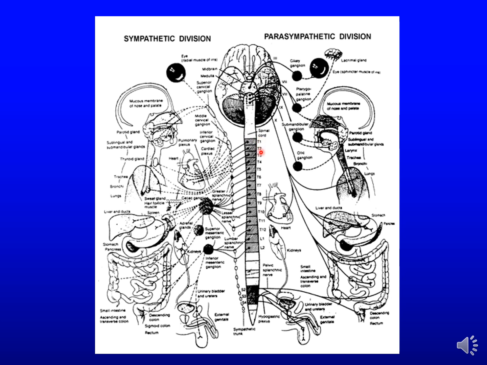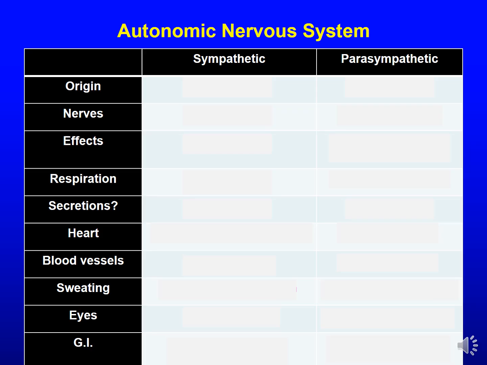This slide also shows that the sympathetic nervous system arises from T1 to L2, so that's why it's thoracolumbar, and the parasympathetic nervous system arises from the sacral region and some of the cranial nerves. That's why it's called the craniosacral division.